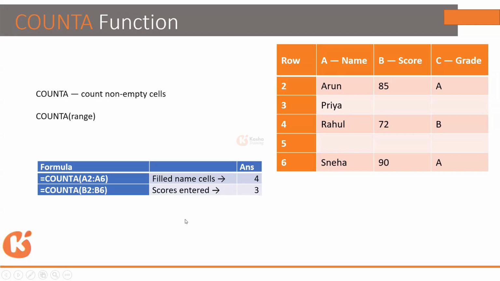So let's see how we can use this. You can see Filled Name Cells. We want to find that out, and we have given the COUNTA function. Obviously it is 4. The second one is Score Entered. Here you have given COUNTA, which is B2 to B6, and the answer is giving you a 3. So like this, you can use the COUNTA function.